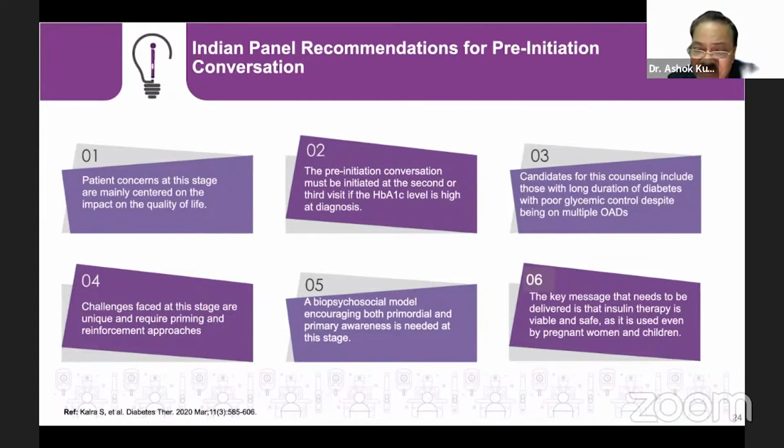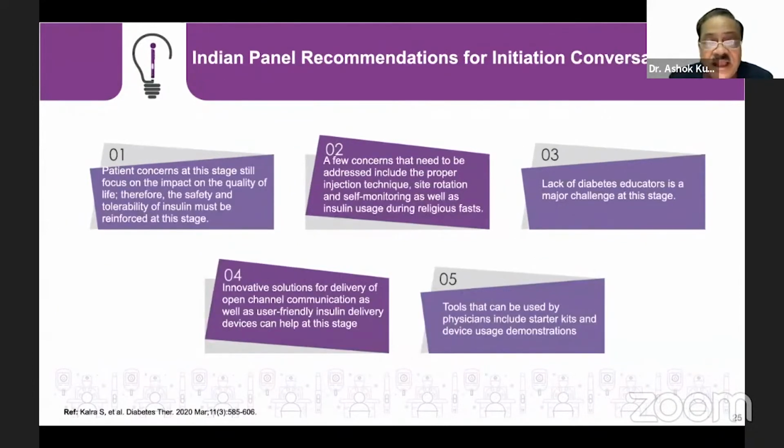And the key message that has to be percolated down to the patient is that insulin therapy works, it is viable, it is safe, and it is excellent. And just to give an example, it is even used by pregnant ladies and children. So it has to be great.